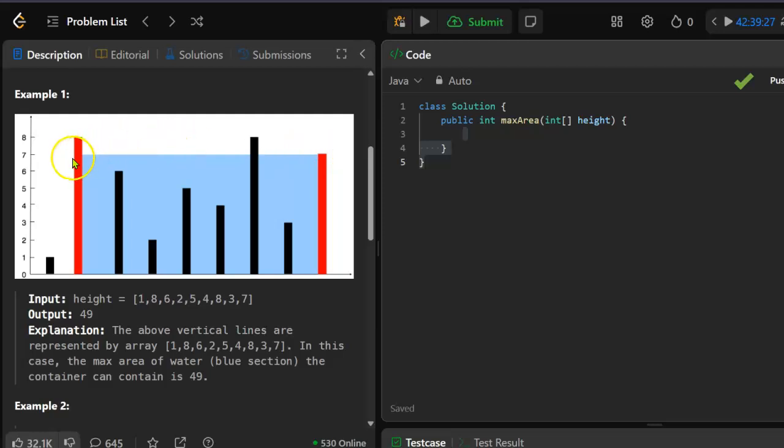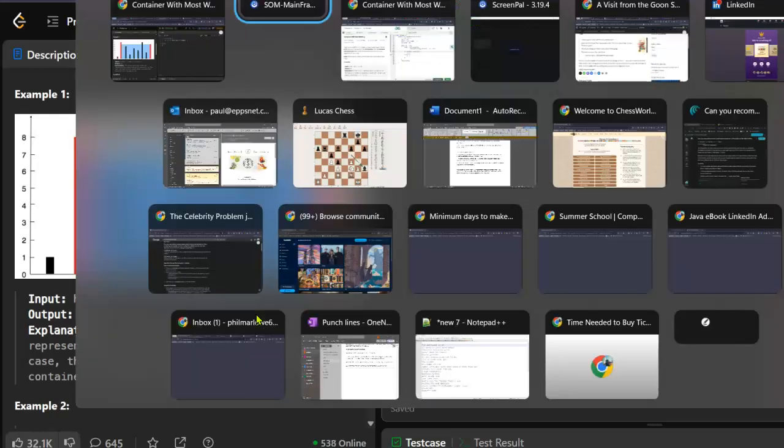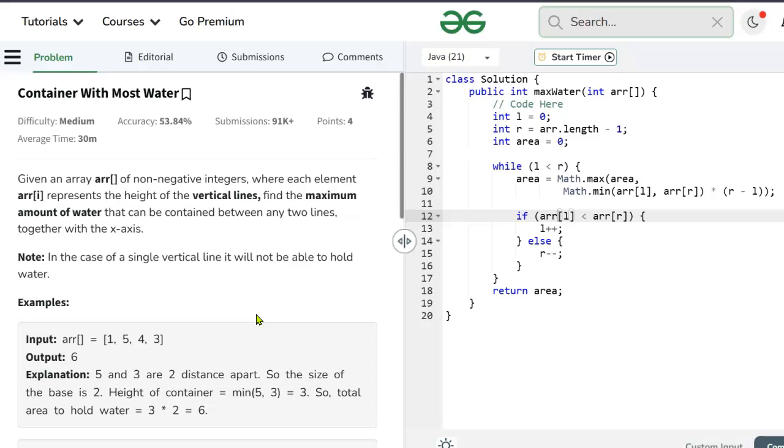greatest amount of water is going to be between this line here with the 8 and the 7. That is going to hold water to a height of 7 and a length of 1, 2, 3, 4, 5, 6, 7. 7 times 7, 49. You could hold water to a height of 8 between the two 8s, but it's not wide enough, right? 1, 2, 3, 4, 5. Then you're only going to get 40. So anyway, there's a picture of what we're trying to solve.